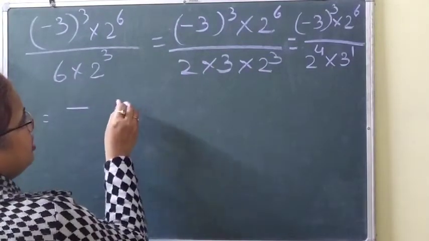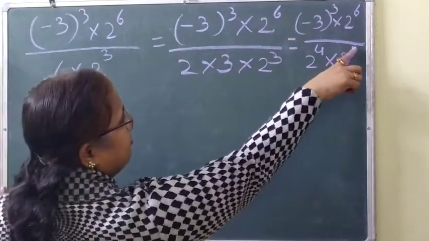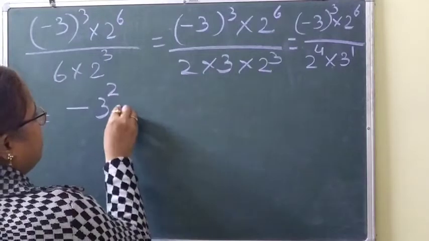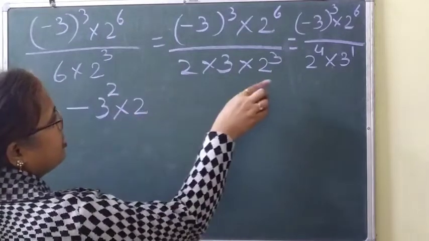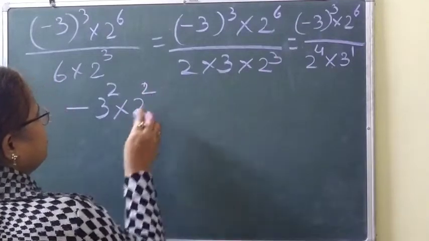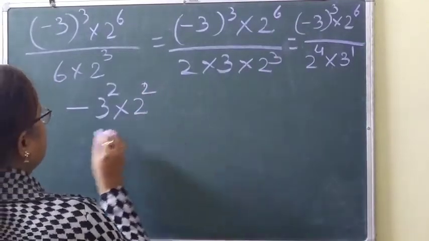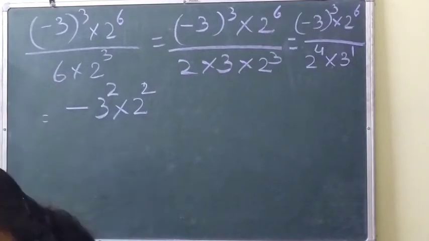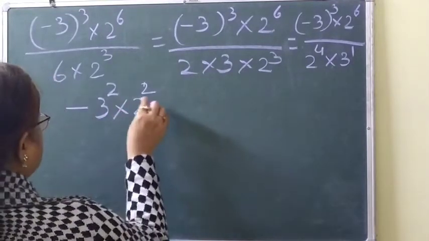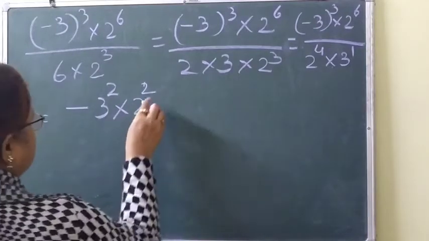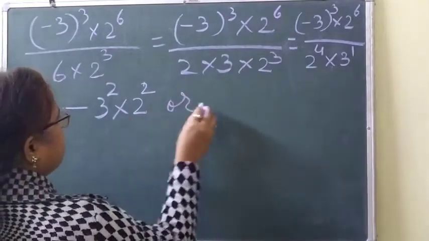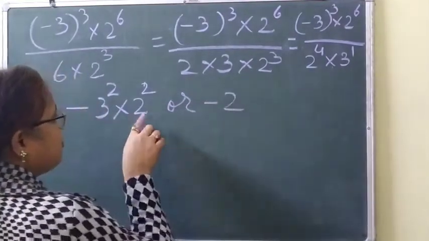Okay. So now 3 to the power 3 and 3 to the power 1. So 3 minus 1, 3 to the power 2, into 2 to the power 6 minus 4. 6 minus 4 is 2. So your answer will be minus 3 to the power 2 and 2 to the power 2. This way also we can write, or we can write minus, because 2 comes first.